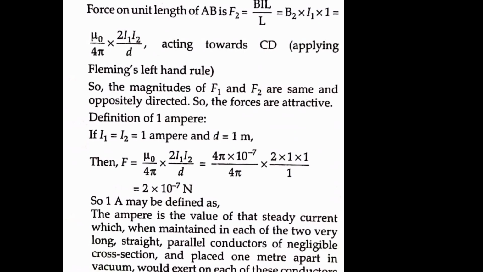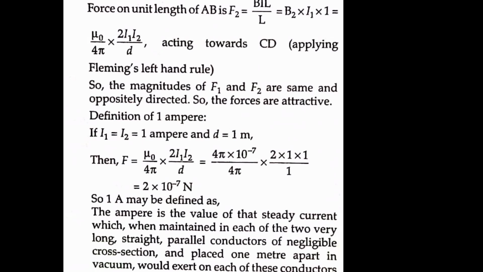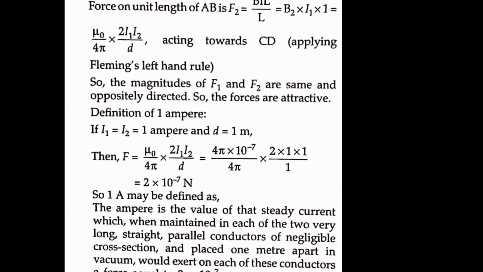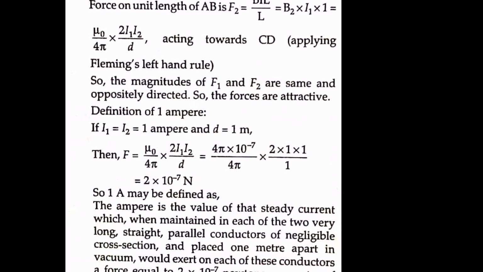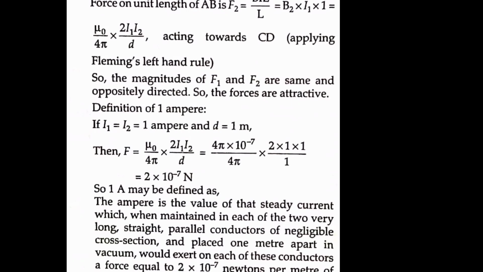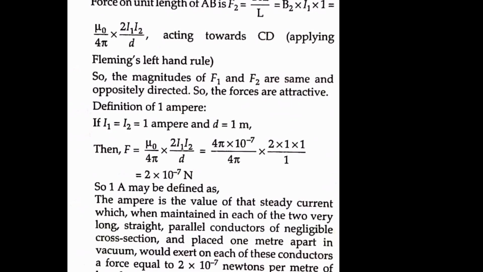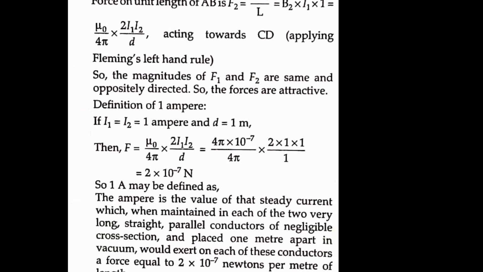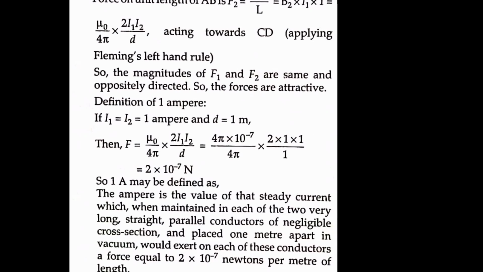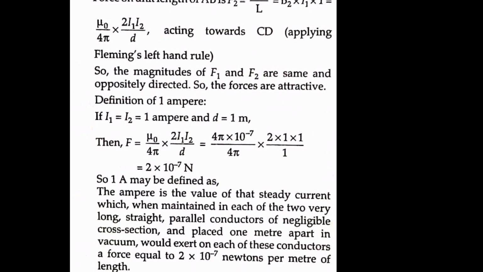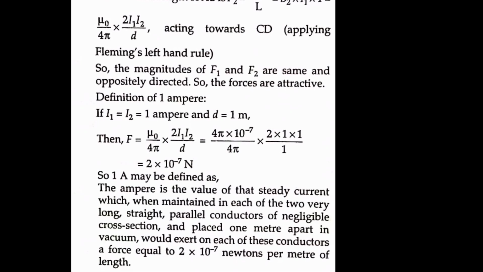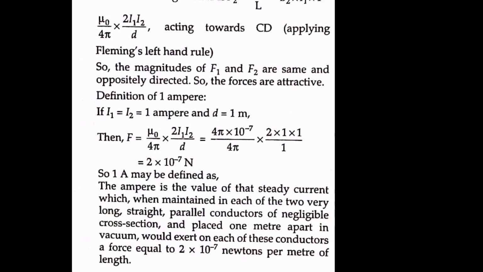So that is 1 ampere. How can we define 1 ampere? Some conditions we have to apply here. The ampere is the value of that steady current which, when maintained in each of two long straight parallel conductors of negligible cross section and placed 1 meter apart in vacuum, would exert on each of these conductors a force equal to 2 into 10 raised to minus 7 Newton per meter of length. So that condition we are giving, that is D is equal to 1 meter.